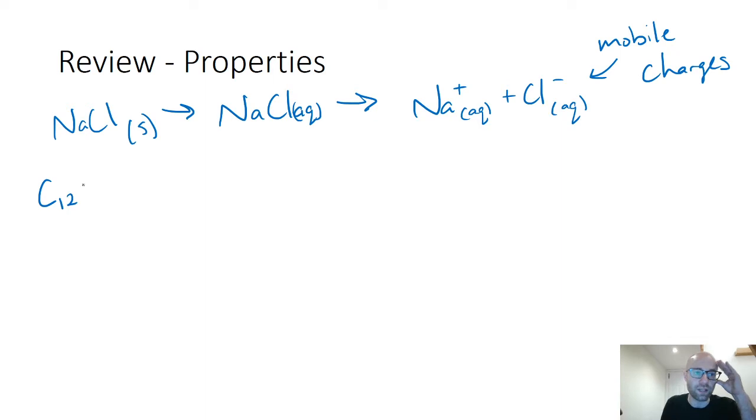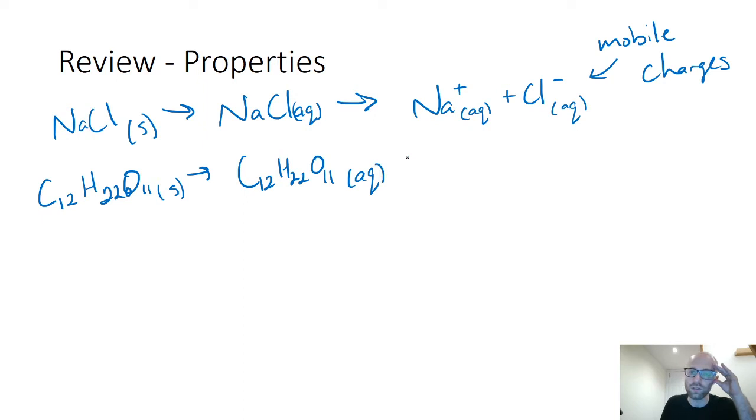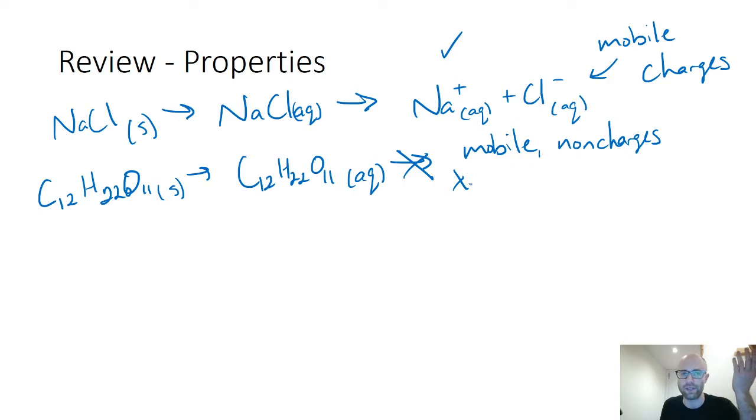When we're considering something like sugar, and when sugar gets dissolved into water, sure, the crystals break down, but the individual molecules don't separate from each other. You don't get C's and H's floating around on their own, so nothing happens. So you get mobile non-charges. So this is why you're seeing conductivity here and why you're not seeing conductivity there with the sugar water. Now this is because this is ionic and this is covalent.